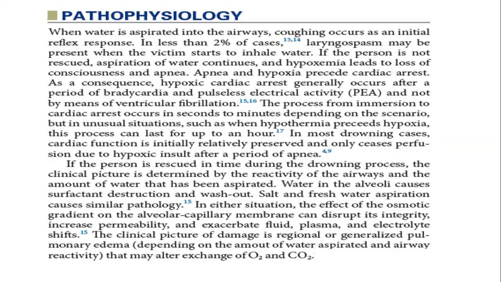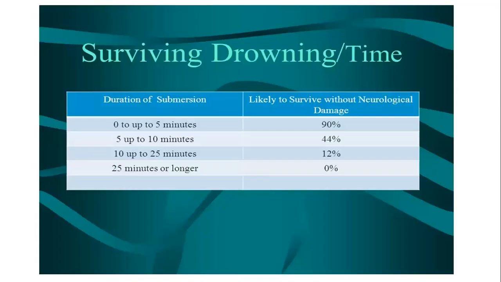You can read this one, but the most important is this one: how long that patient can survive following the drowning. If the drowning occurs within 5 minutes, 90% of patients will survive without neurological damage. If the immersion is 5 to 10 minutes, the likelihood of surviving without neurological damage is 45%. Okay, so it's very important. If you survive but have neurological damage and become bedridden, wheelchair-bound and so on, okay, so we will have trouble.